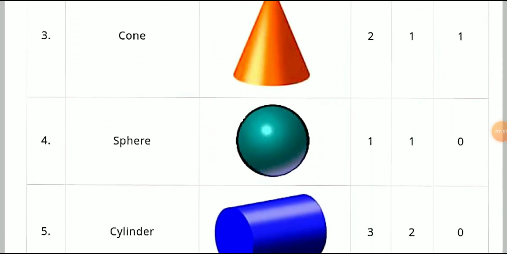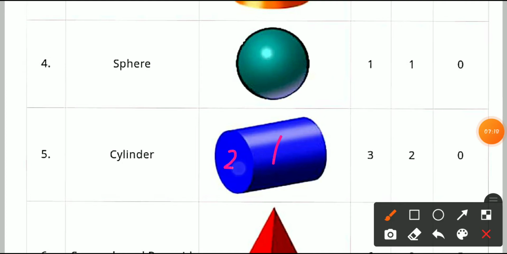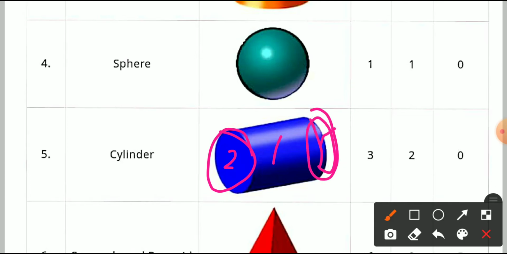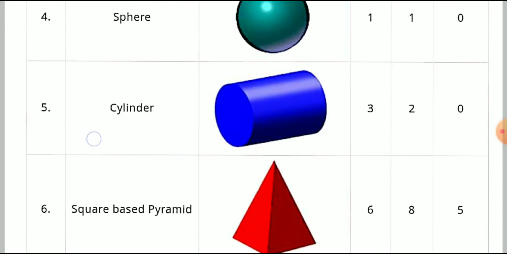Now sphere, one face, one edge, and no vertices. Cylinder, 3 faces. What are the 3 faces? First, second, and that side here, third one. Edges, first edge and the second edge. Here the edges are the circumference. Okay, here edges are circumference of circle.